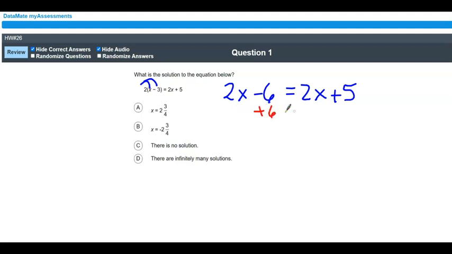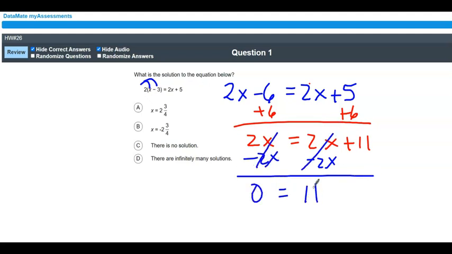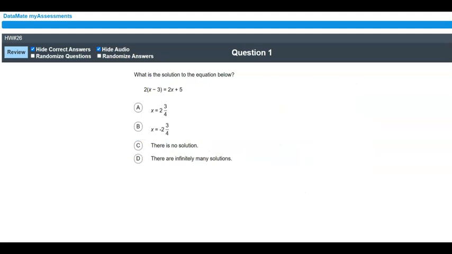But here's the proof. If I add 6 to both sides, giving me 2x equals 2x plus 11, and then subtract 2x from both sides, I'm going to get nothing on the left and still have 11 on the right. And that statement is false. So there is no solution.